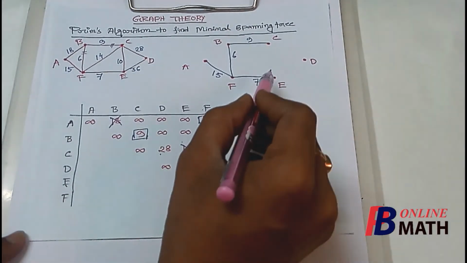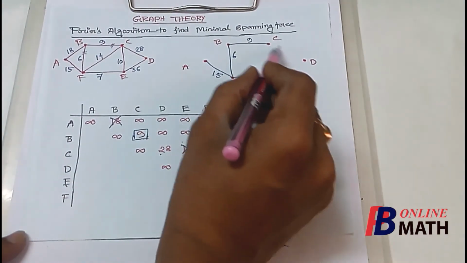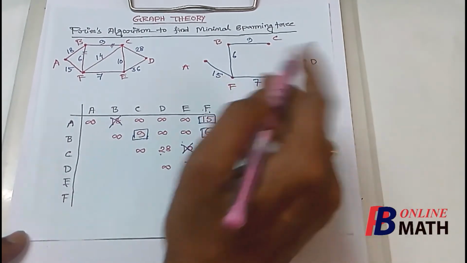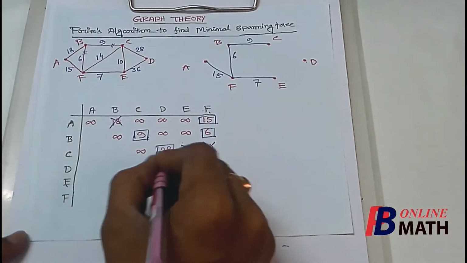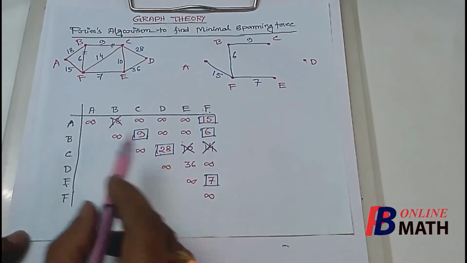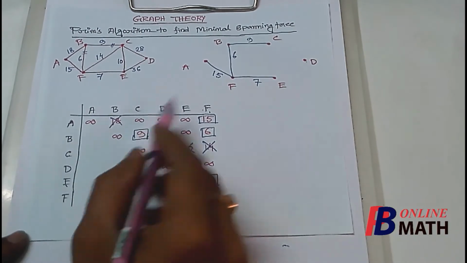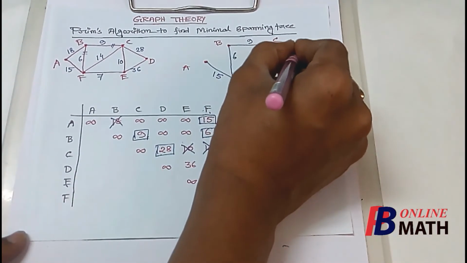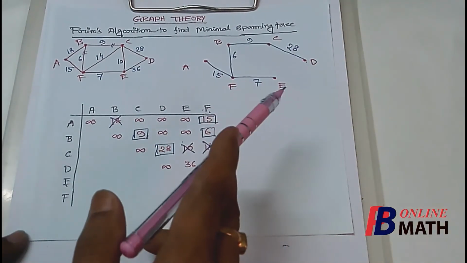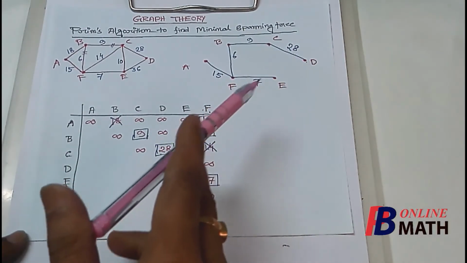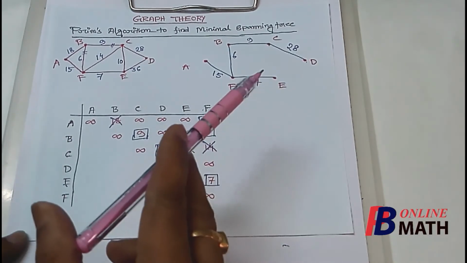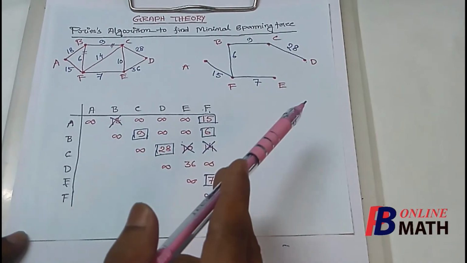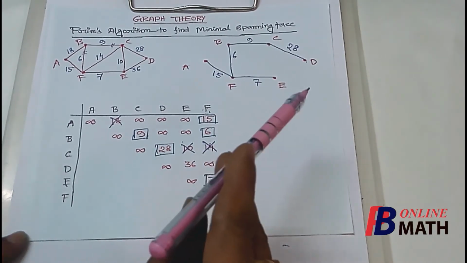So if we select this edge between C and D, then this will not form a cycle or circuit. So we can select this element. That is, we can connect the edge between C and D. So we connect the edge between C and D having the weight 28. Now this is a spanning tree and it contains 5 edges, and also this is the spanning tree having the minimum weight by Prim's algorithm. So this is the required spanning tree.